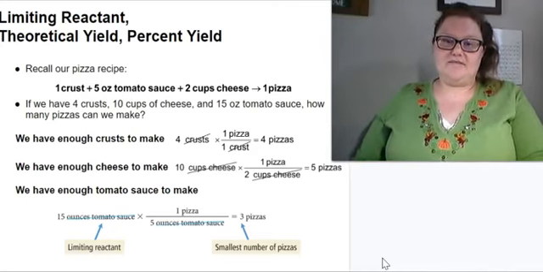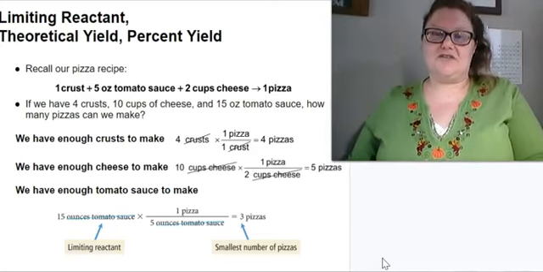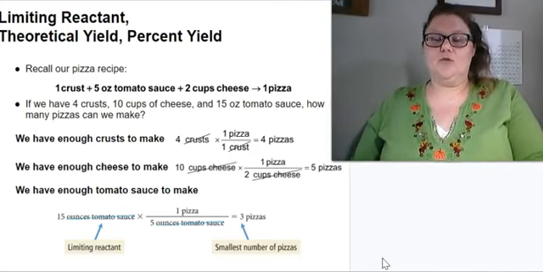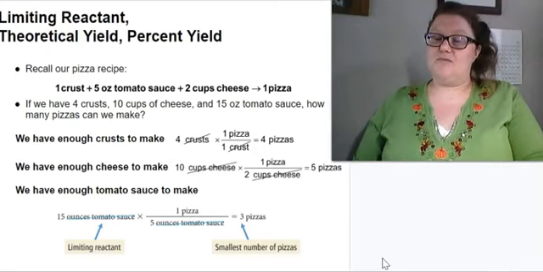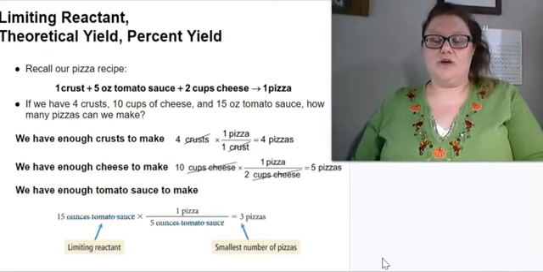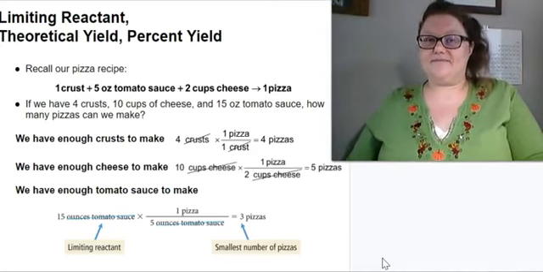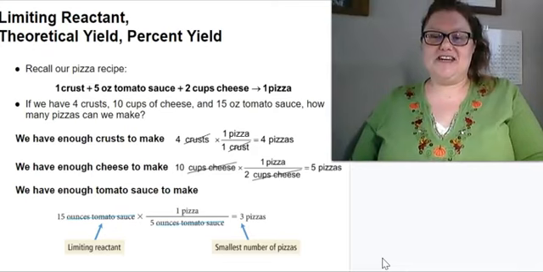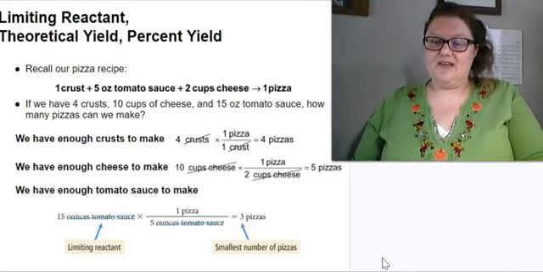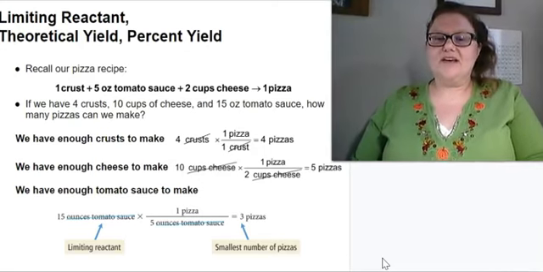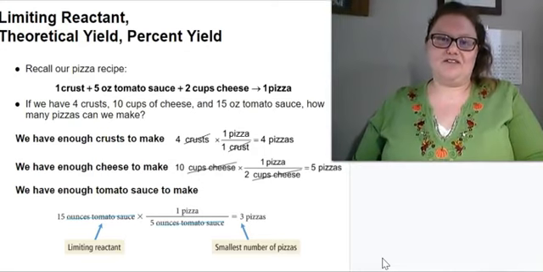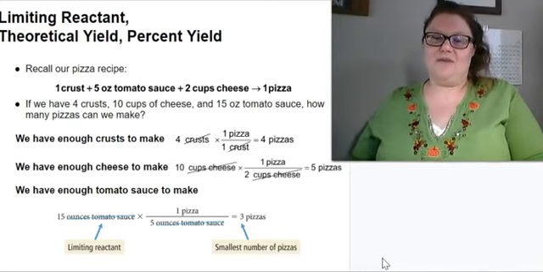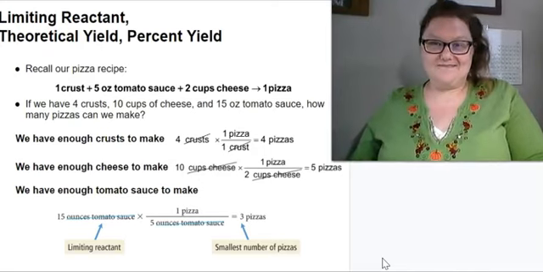Then we're going to go to the cheese. In this situation, we were given 10 cups of cheese that we can use. Well, our recipe says that for every 2 cups, we make 1 pizza. So when we use that as a conversion factor, our 10 cups of cheese would make us 5 pizzas. The last one we have to look at is the sauce. We were given 15 ounces of tomato sauce to use. In the equation, every 5 ounces makes 1 pizza. So converting this, 15 ounces of tomato sauce would result in making 3 pizzas.